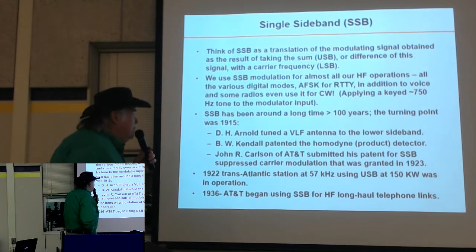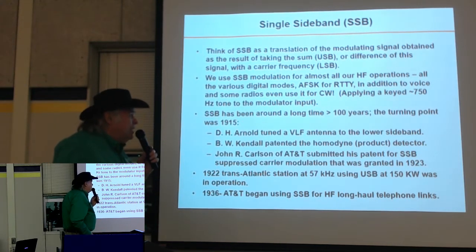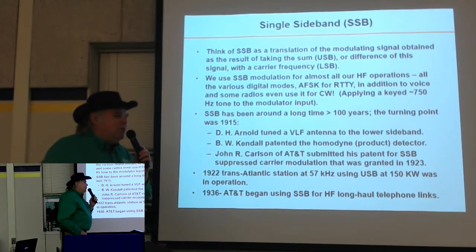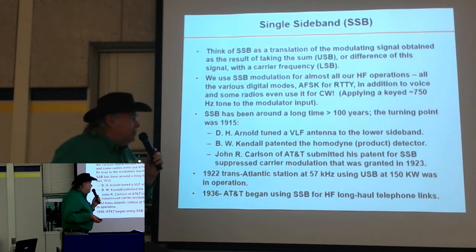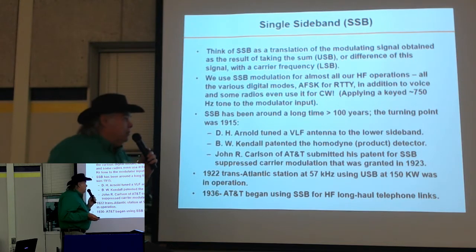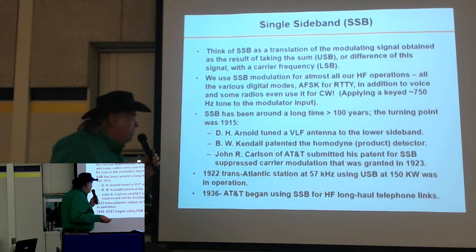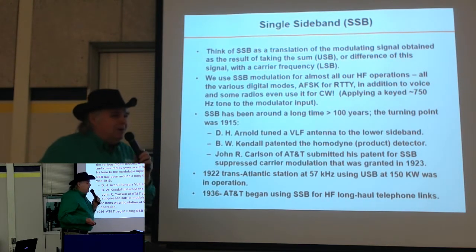And we actually use SSB for just about all our HF activities. All your PSK, AFSK for RTTY. There were days when people directly keyed their oscillators for RTTY. I did with my HT37 in the 1970s. But generally, even most all our digital modes use single sideband to modulate the transmitters, and some of them even in CW use single sideband. What they do is inject a keyed 750 hertz tone or 800 hertz tone into the modulator input, and that's their CW signal. So some radios don't do anything but transmit SSB.